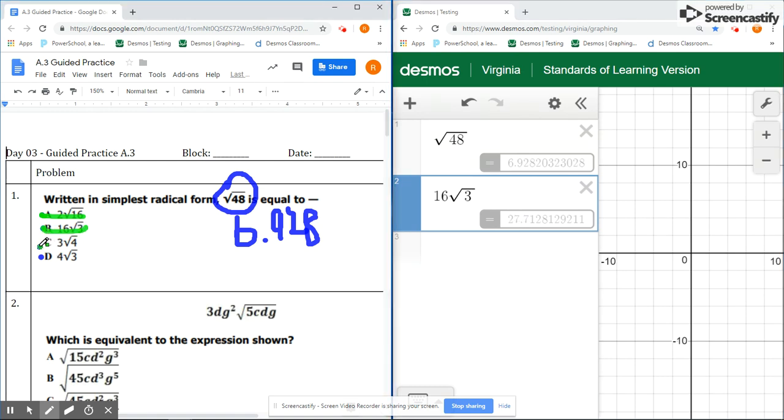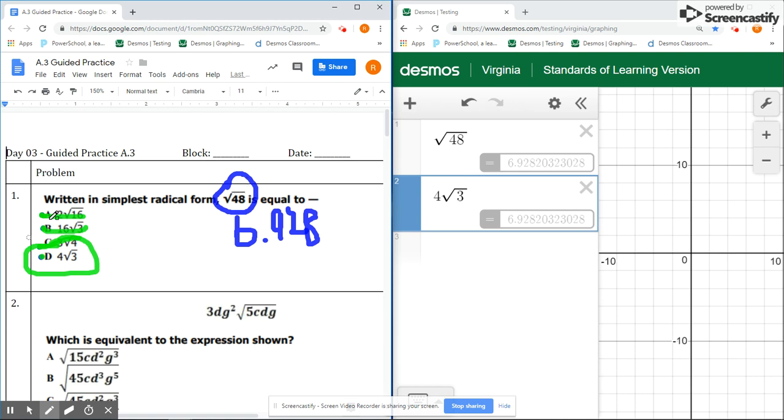All right, let's try C, 3 square root of 4. We get 6. It's not the answer. And last one, 4 square root of 3, which is 6.928. That's the same thing here. D is our answer. Okay, so pretty simple.